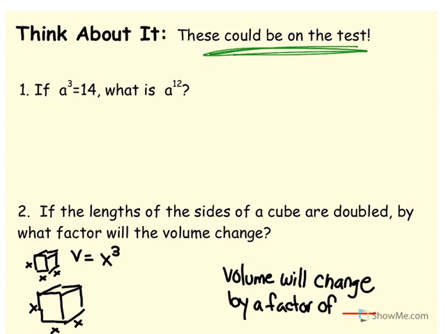We have here, if a to the third equals 14, then what is a to the 12th? Well, let's think about that. A number times itself 3 times, that would equal 14. Well, there is no whole number that I can think of that will ever equal 14. So we're going to want to think about how we can figure this out a different way. If I have a to the third and I want to know a to the 12th, that sounds like I have a to the third, but I was raising it to the 4th power to get my a to the 12th.